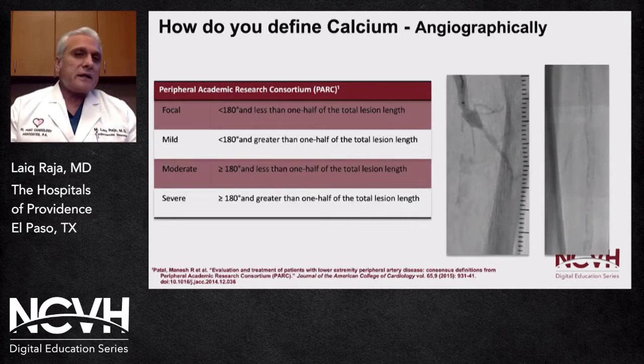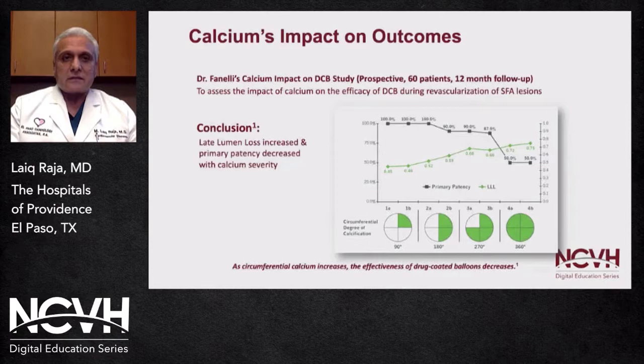How to define and what are the different definitions of mild to severe calcification? And geographically, what most of us use is from the Peripheral Academic Research Consortium. It goes by the length and the circumferential, how circumferential calcification is, start from focal, goes all the way down to the severe calcific vessels.